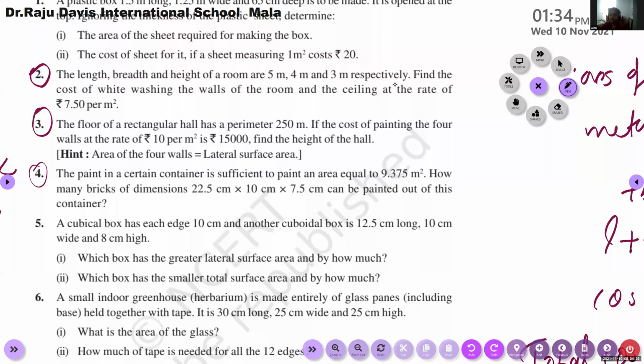Okay, start doing. Type your answers. If anyone got it, before discussing it, type it. Third one.